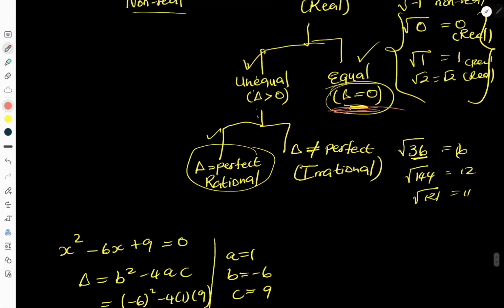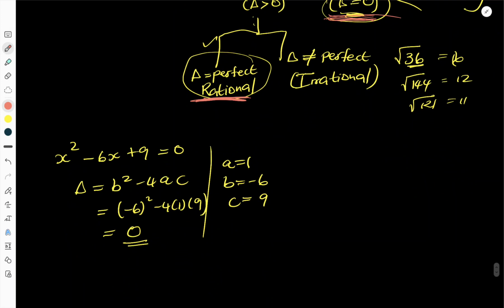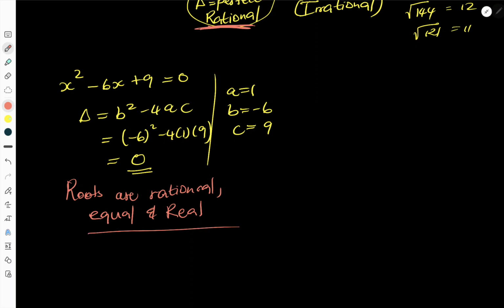So it means the roots here will be equal. And when roots are equal, it's obvious that they are rational. Yes, it's obvious that they are rational when you have equal roots. I'll just make sure of that. So in this case, the roots are rational, they are equal, and also real. That's how you make a conclusion.